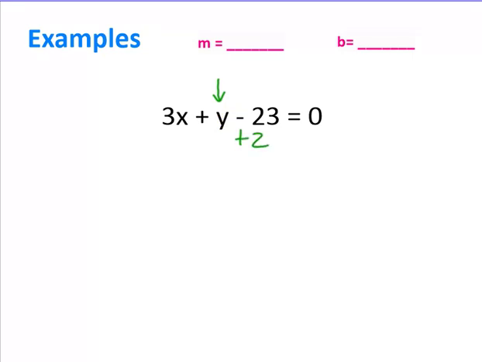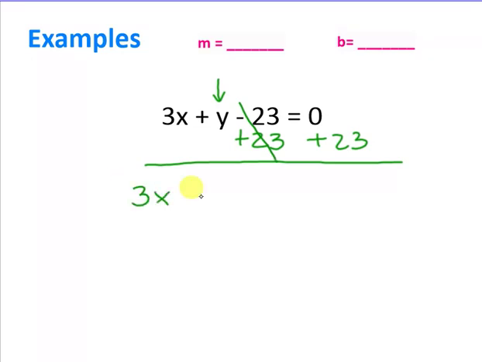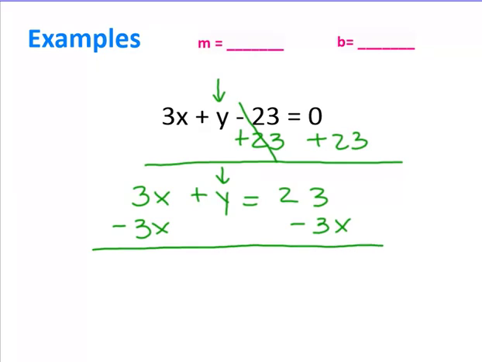So I'm just going to do plus 23, plus 23, okay? Minus 23 and plus 23 cancel. So let me rewrite from here. 3x plus y equals, and 0 plus 23 is 23. Okay, I still need my y by itself. So I have positive 3x. I'm going to do minus 3x on both sides. Positive 3x and negative 3x cancel. Y equals negative 3x plus 23. And that's it, because I have my y equals.